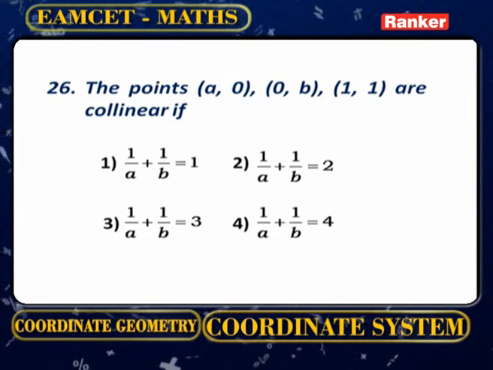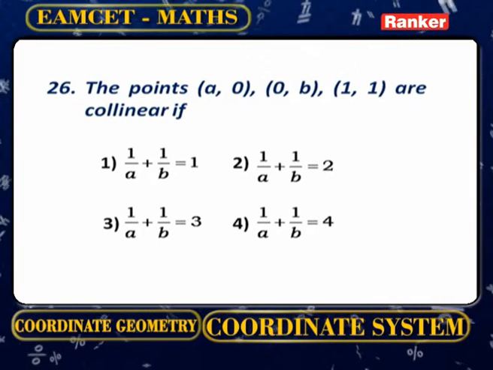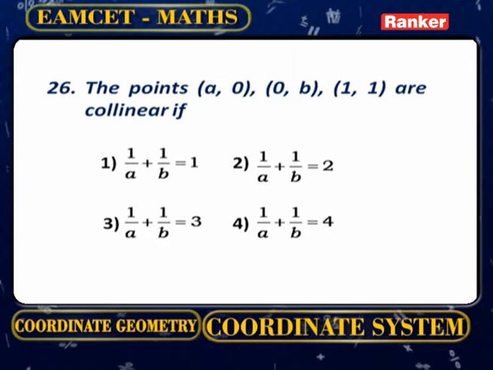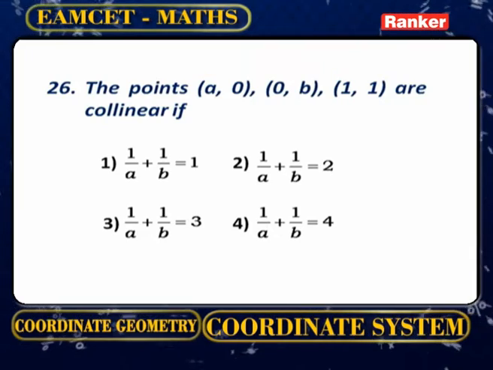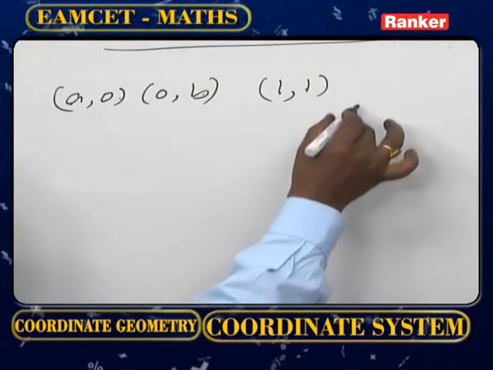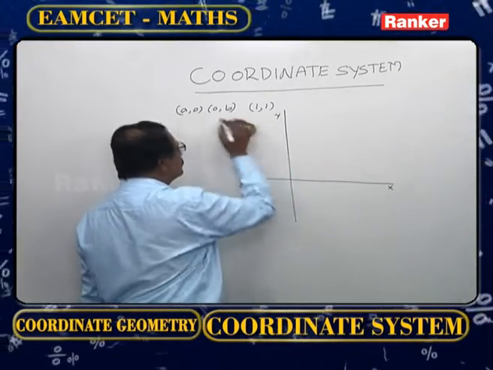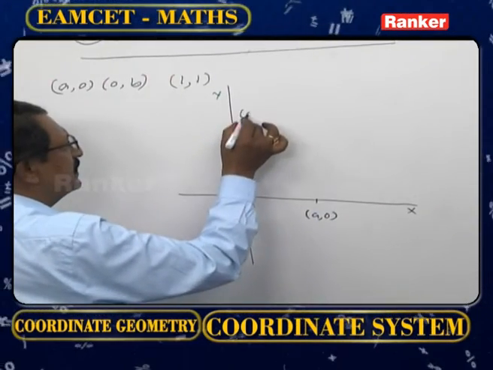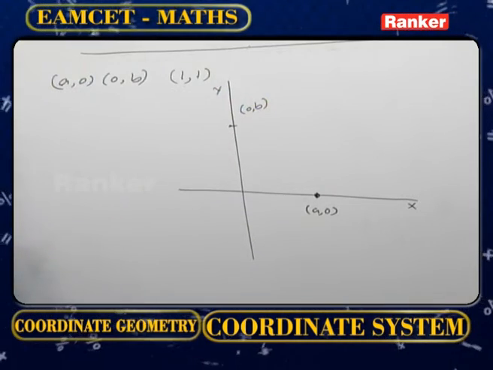The points A, 0, 0, B, 1, 1 are collinear. Required the condition. X axis, y axis. First point A, 0. Second point 0, B. The first point lies on the x axis, the second point lies on the y axis.